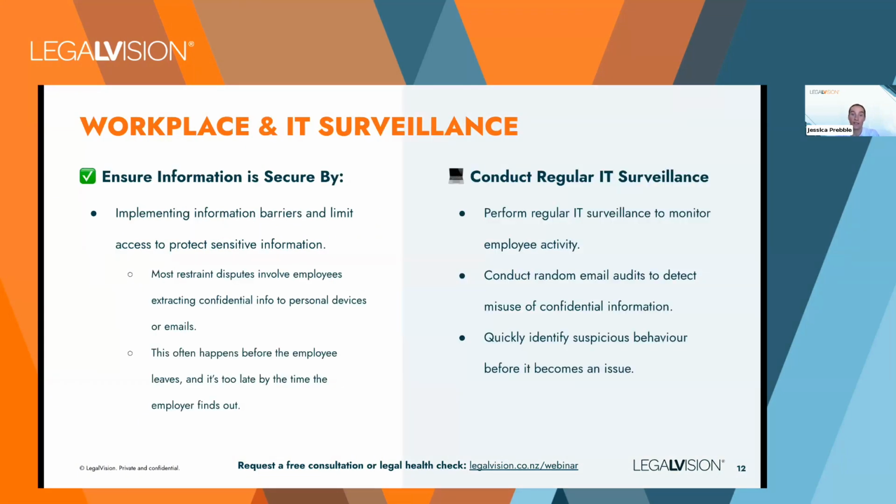Another way to ensure that your sensitive information is protected is to implement information barriers and limiting access. Most restraint disputes involve employees downloading and extracting confidential information to their personal device or sending it to their personal email address. This usually happens before the employee leaves, and by the time the employer finds out, it's too late. We recommend that you conduct regular IT surveillance and random email audits to ensure that employees are not misusing that confidential information.